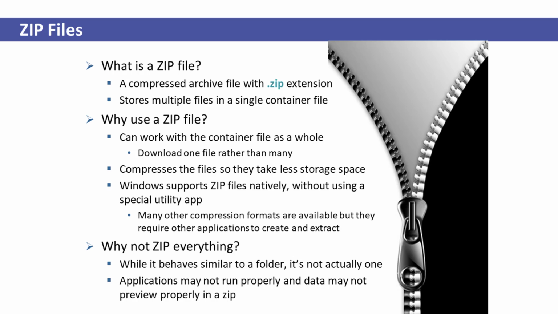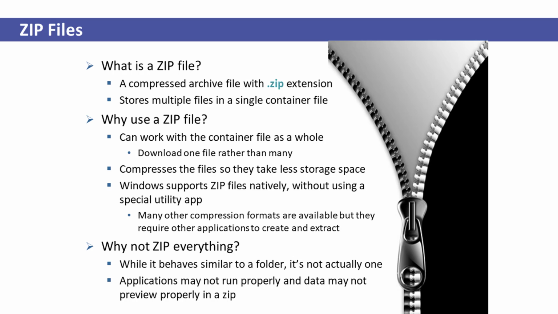So why would you use that? Well, you can work with the container file as a whole, and it means you can do things like, if you were going to download, you can download one file rather than many. It also reduces the size of the file, which would make the download faster. Windows now supports zip files natively. It used to be that you always had to use a special utility app to work with zip files, but it now handles them within Windows itself. Like I say, there are many other compression formats available, but they generally require other applications in order to create and extract them.